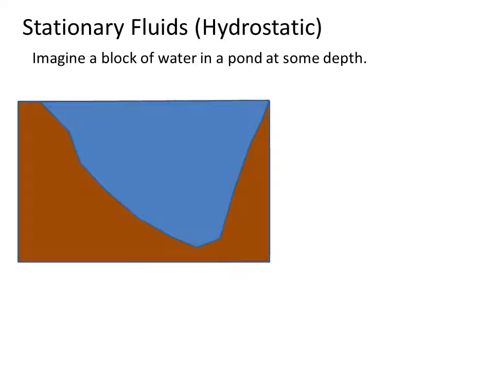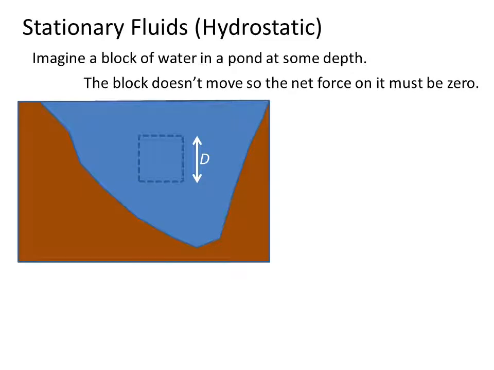In this lecture, we look at stationary fluids. These are sometimes also known as hydrostatic problems. Imagine a block of water in a pond at some depth. The block has a height of d. The block doesn't move, so the net force on it must be 0.